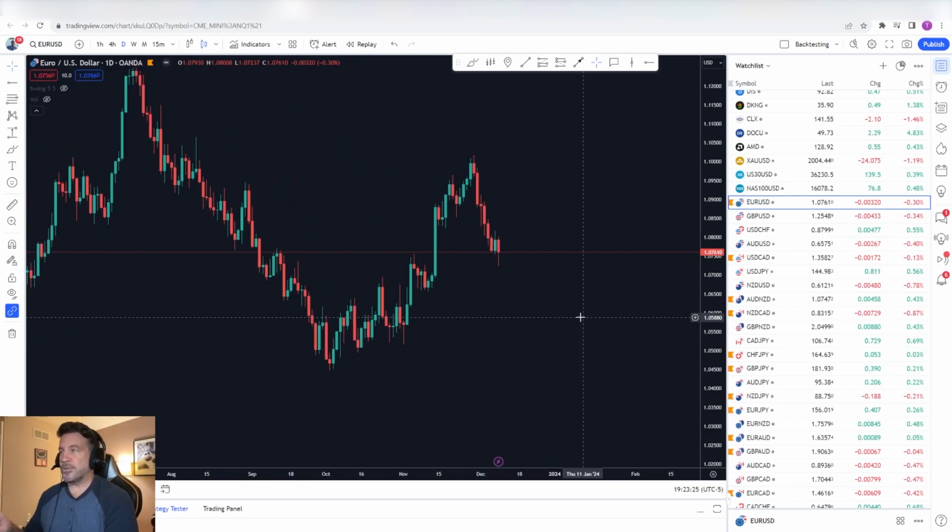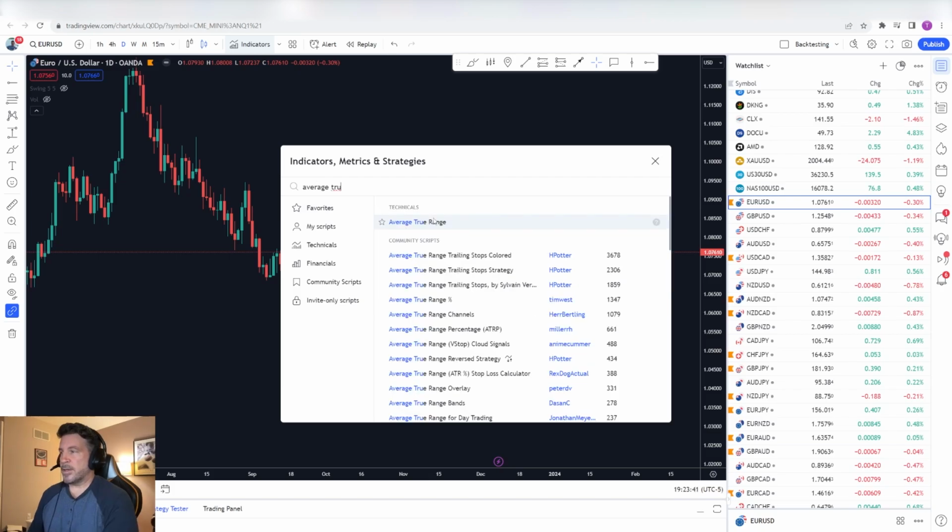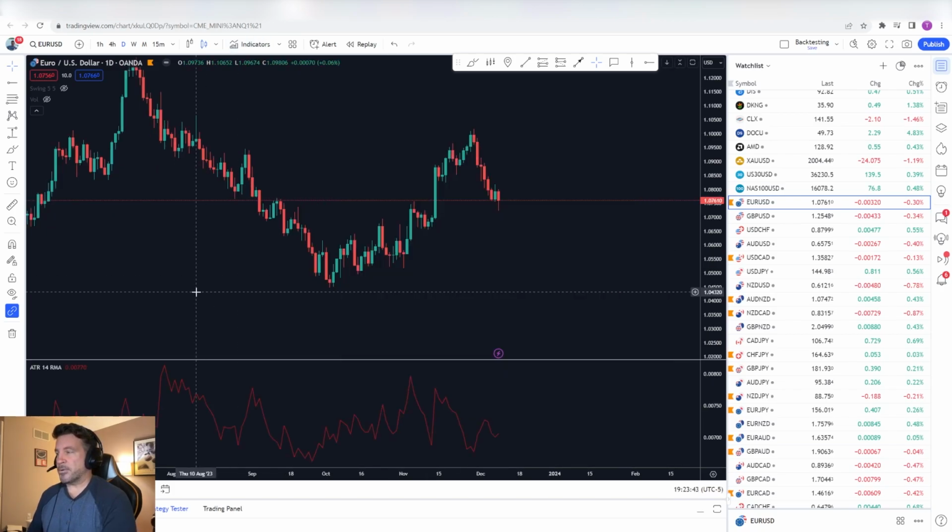All you have to do is go up to your indicators tab and type in average true range. This indicator comes up right here. You pop it up on your charts, and here's how I use it to find these areas where price may end up moving, or how far it may move in a given day.